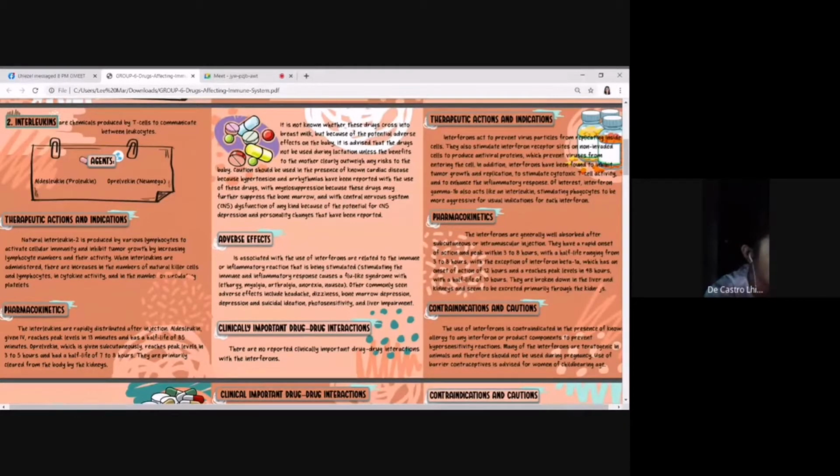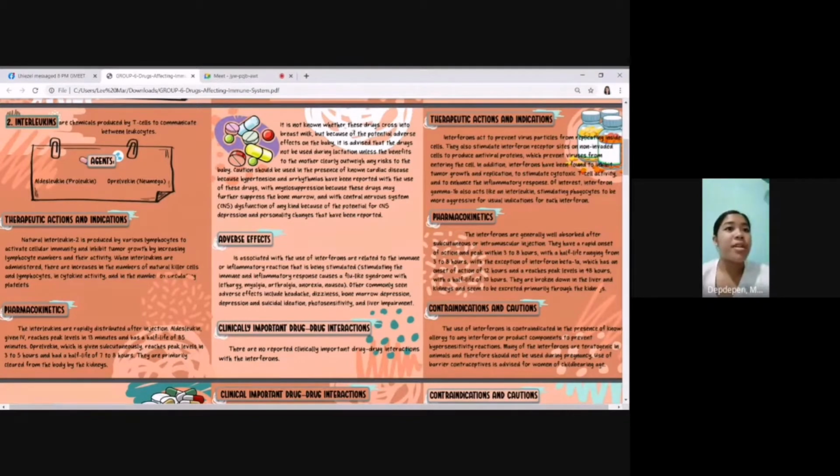Next is the therapeutic action and indication. Natural interleukin-2 is produced by various lymphocytes to activate cellular immunity and inhibit tumor growth by increasing lymphocyte numbers and their activity. When interleukins are administered, there are increases in the number of natural killer cells and lymphocytes, in cytokine activity, and in the number of circulating platelets.